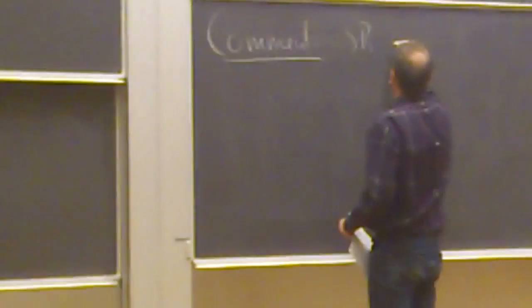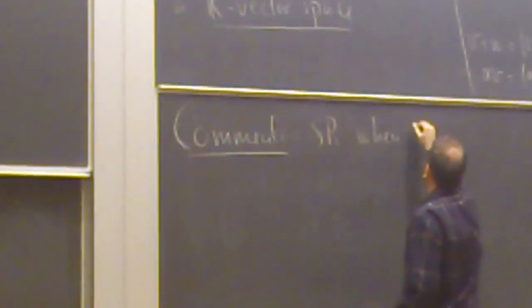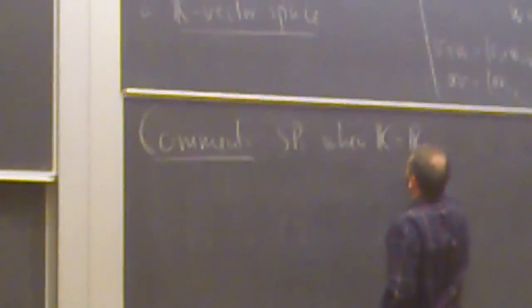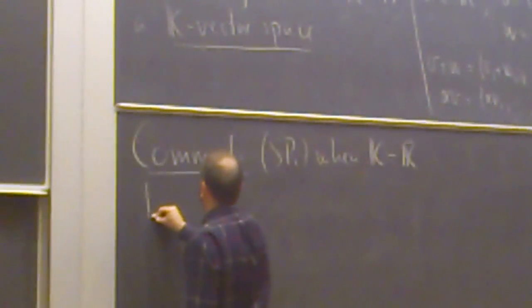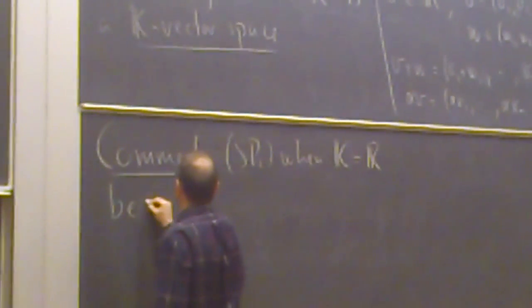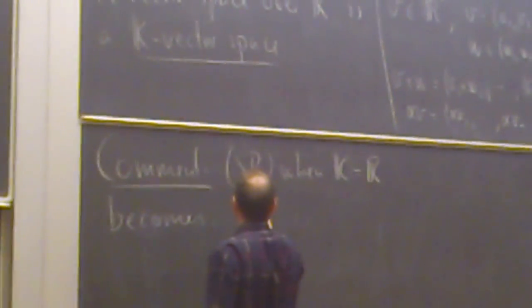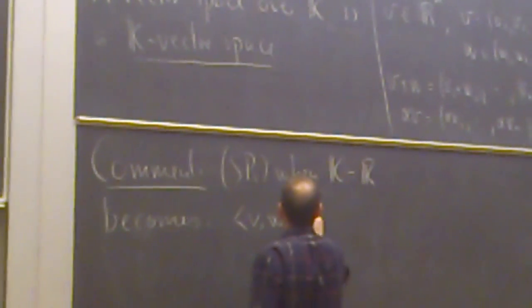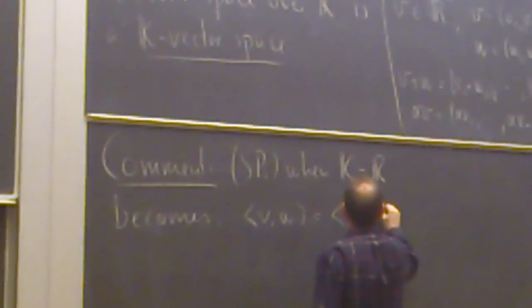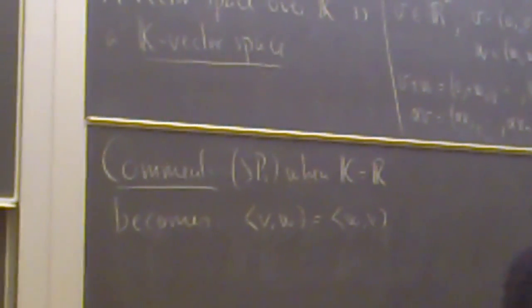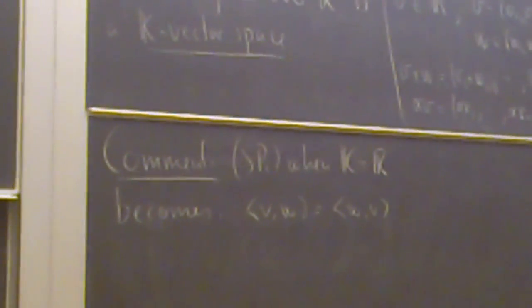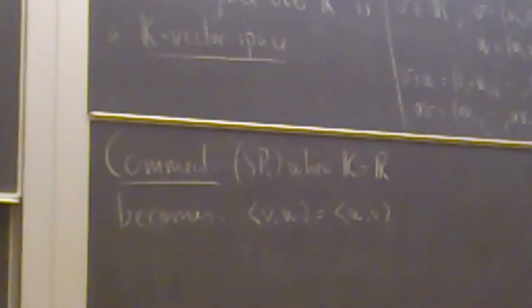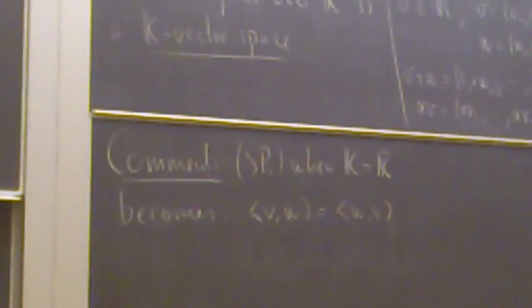If you look at SP2, when K is the real numbers, the symmetry simply becomes the following, that the inner product of V and W is equal to the inner product of W and V. And what we're using here is the fact that Z is a real number if and only if it is equal to its own complex conjugate.